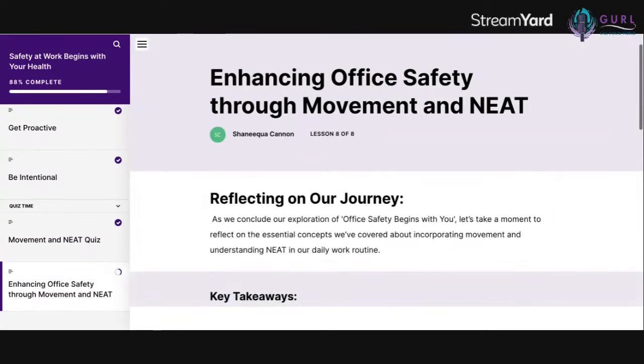Y'all see how this works? Yo, this is awesome, right? All right, so we are 88% complete. We are on the final lesson within this course, and that is enhancing office safety through movement and NEAT.